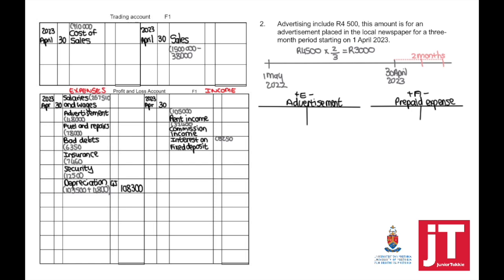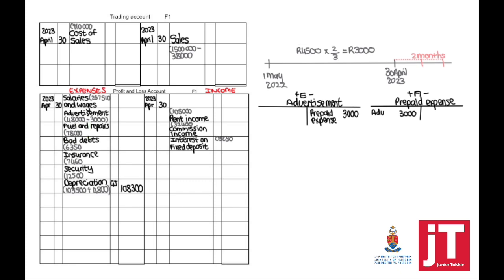So that we need to take times 2 divided by 3. And to take it out, it means advertisement must be credited and account debited will be prepaid expense. So my advertising, we're simply going to say minus 3,000.